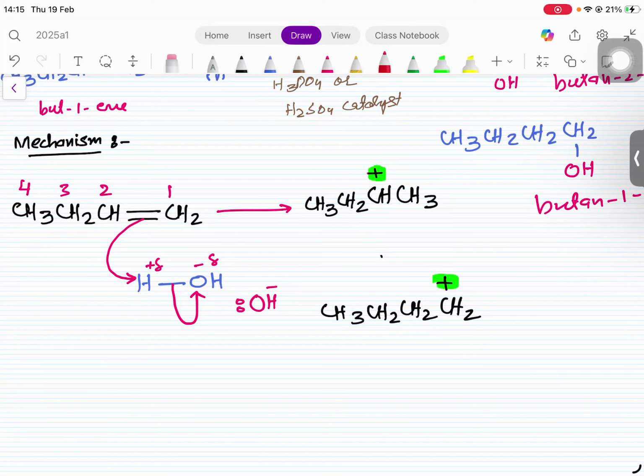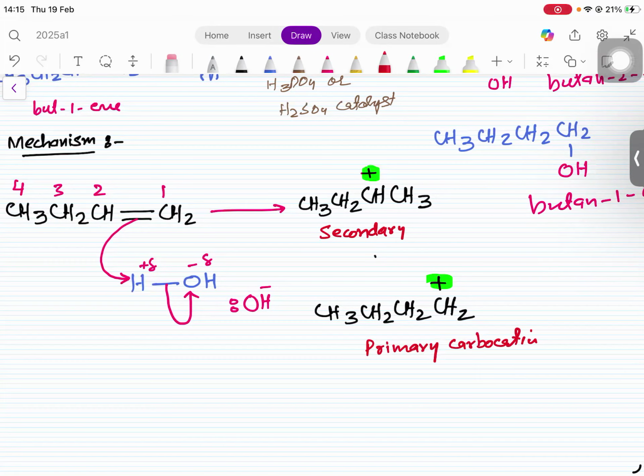Now, out of these two carbocations, this one is what? Primary carbocation. And what about the other? That's a secondary carbocation. We know carbocations are very unstable, so as soon as they are formed, you have to look for stability. Which one is stable? Secondary is stable as compared to primary. So it's going to survive and go to the next step more as compared to the one that is down. So this OH negative is now going to come and attach with these carbocations.